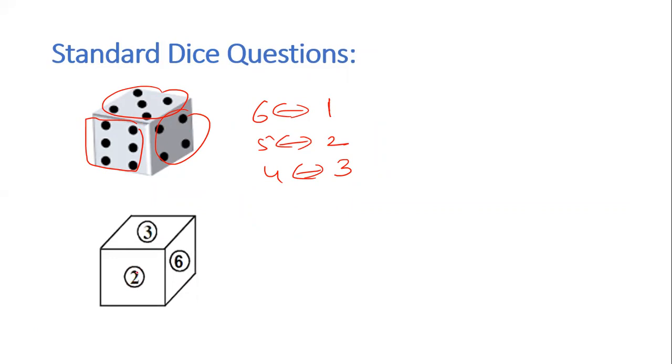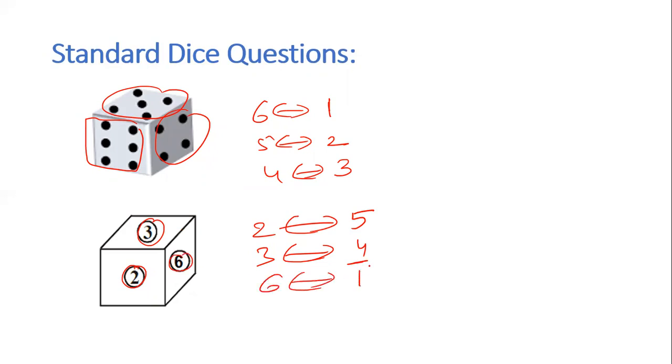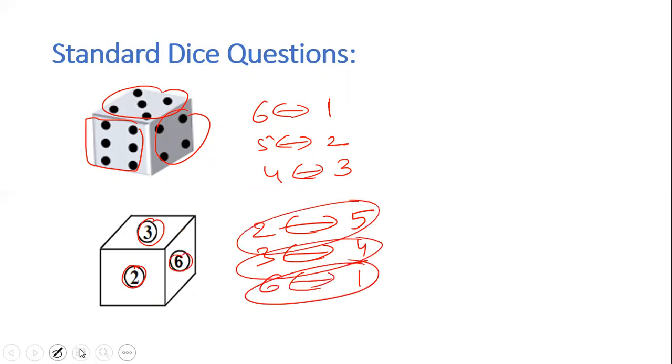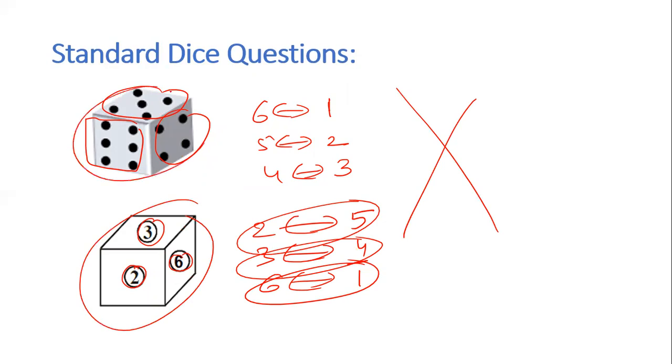Similarly here, this is a face with number 2. Opposite to that, you will see a face with number 5. This is a face with the number 3. So opposite to that, you will see a face with number 4. And this is a face with number 6. Opposite to that, you will see a face with number 1. So as I said, the sum of them is 7. So that's why you don't get too many questions from standard dice. They are very simple, and one view is enough to find opposite faces.